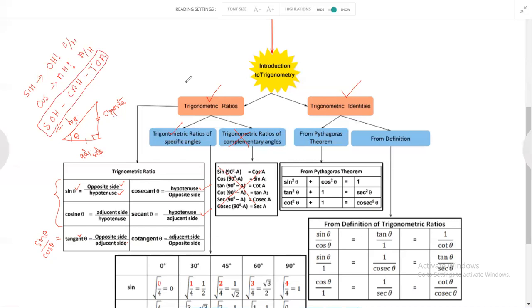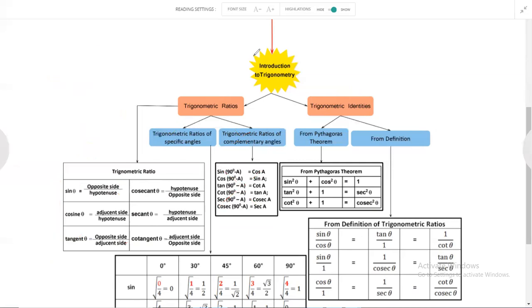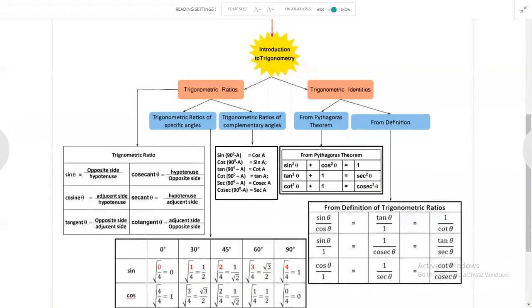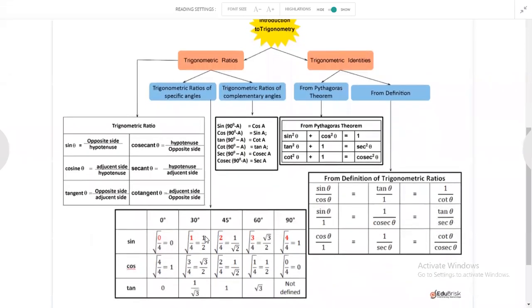Now, after this, we will see the trigonometric ratios for some specific angles. What are these specific angles? These specific angles are 0 degree, 30 degree, 45 degree, 60 degree, and 90 degree. Here, you need to remember these values, then only you will be able to substitute these values in the required problems. How do we form this table? How do we write this table? How to remember these values?